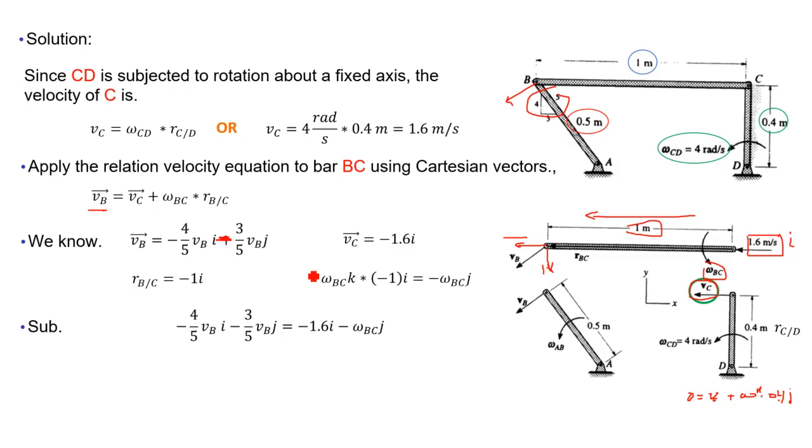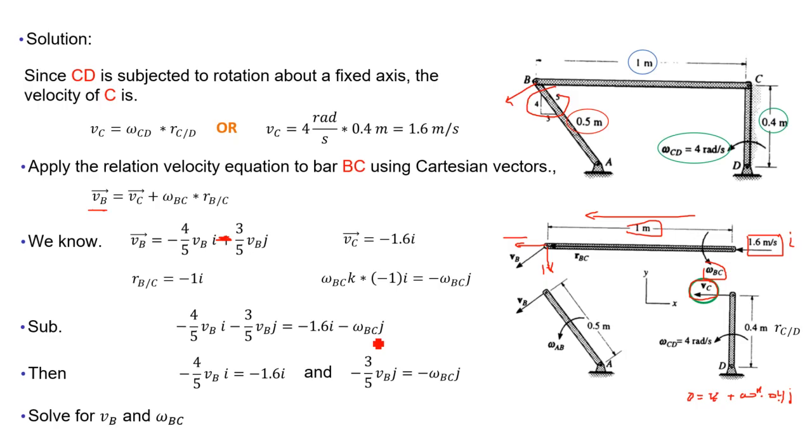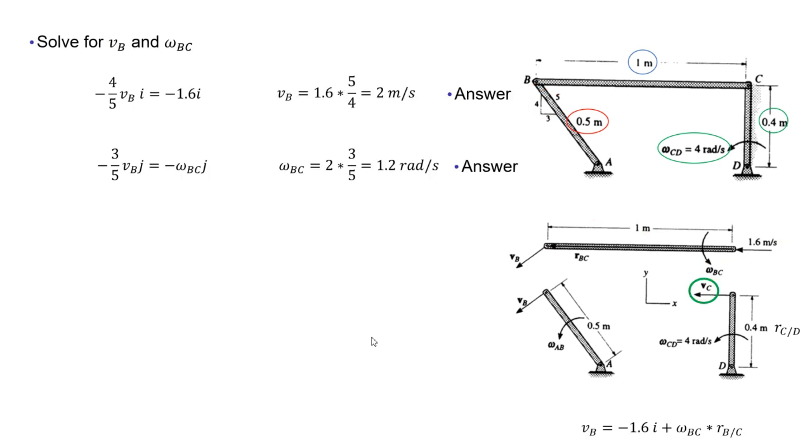Now you can separate the i's on one side and the j's on the other side. We can start by saying that minus 0.8 VB i is equal to negative 1.6 i, and we can find that the value of VB is going to be 1.6 divided by 0.8, because this value is 0.8, and we end up with the velocity VB equal to 2. Then we have this one equal to 2 multiplied by 3 divided by 5, so the omega BC is going to be equal to 1.2. By solving for these two equations, we come out with VB equal to 2 meters per second, while the omega BC is equal to 1.2 radian per second. So these are the answers for this part.